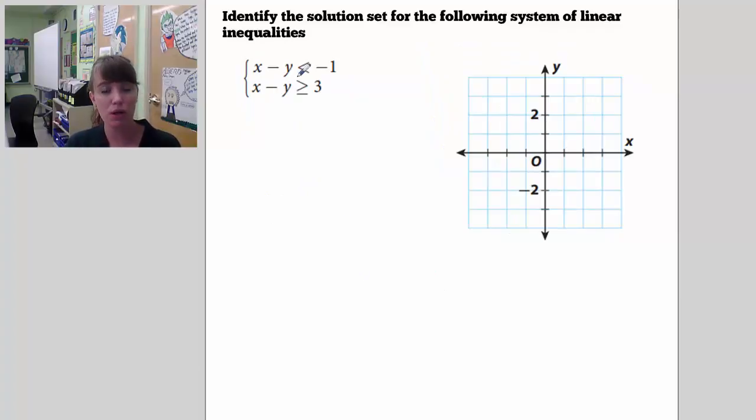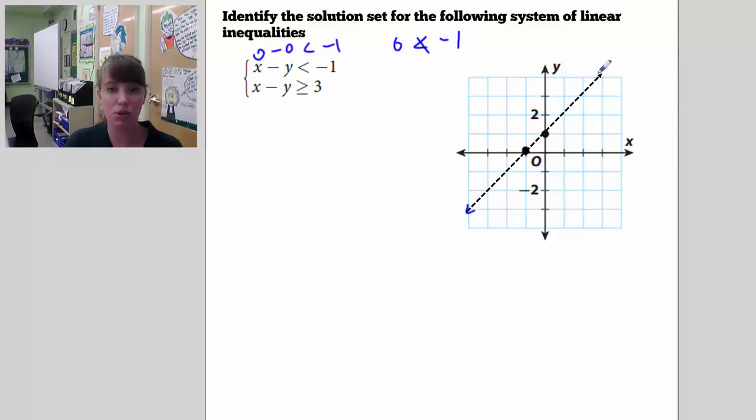Okay, let's try one more. So here we have an x-intercept of -1 and a y-intercept of 1. Looks like the same one that we just had right here. Oh, it actually will be a dashed line, good, because it's a strict inequality. Okay, and we are going to shade. Let's think about how we're going to shade here. 0 minus 0 is less than -1. No, actually, this is not true. 0 is greater than -1, so it's not true. We are not going to include 0, 0. So let's shade upward here.